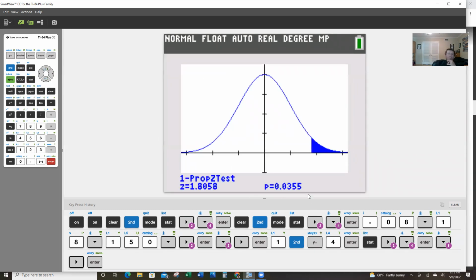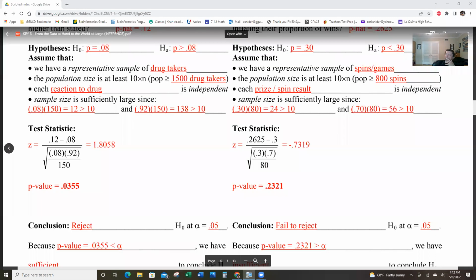So it comes out 0.0355, meaning there's a 3.55% chance that we get this data just by chance. Okay. So what we're going to do is we're going to go ahead and draw that out here on your notes. Okay, so we're going to draw that out.